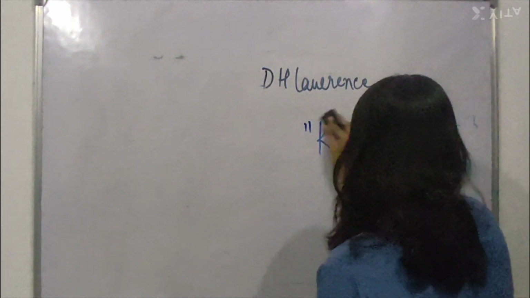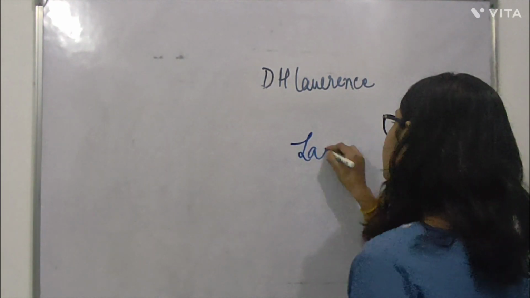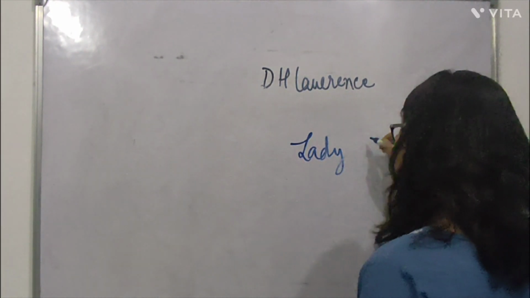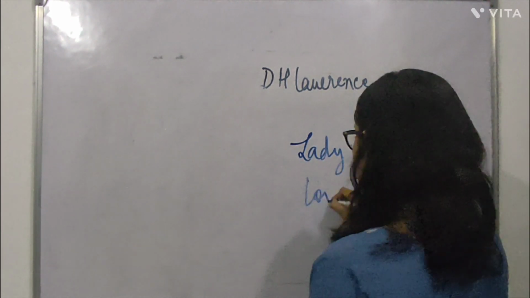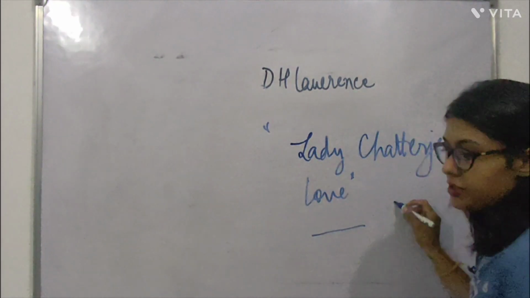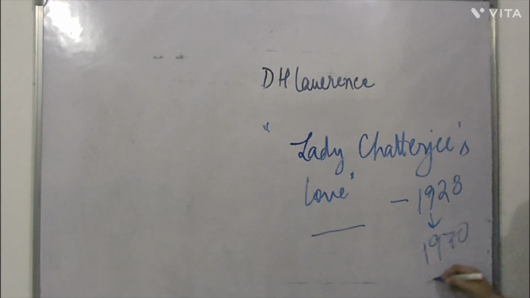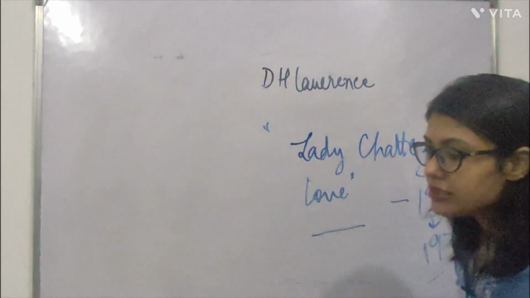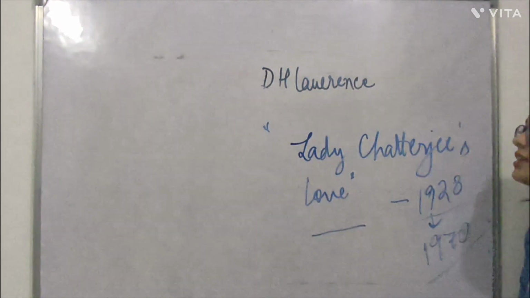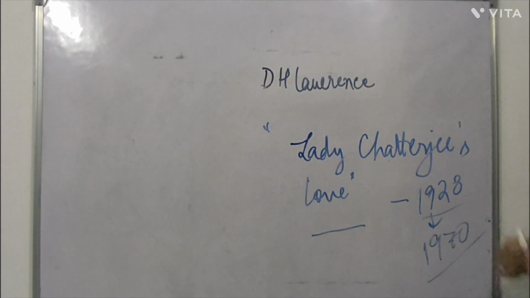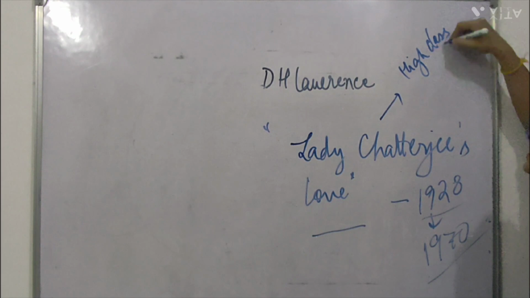Now, the last book that we are going to talk about is called Lady Chatterley's Lover. This first appeared in 1928, but it was published in 1970 because it was banned. Again, this was seen as really horrendous for the time period that D.H. Lawrence was writing in, because it showed a relationship between a high class woman and a lower class man.